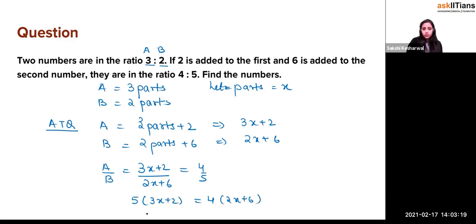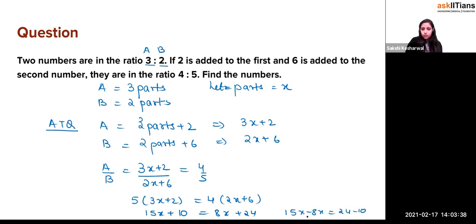5 into 3x will be what, beta? 15x plus 5 into 2 is 10. And 4 into 8x. And this is 4 into 6, plus 24, right? Now you do the transposition. So 15x minus 8x is equal to 24 minus 10.